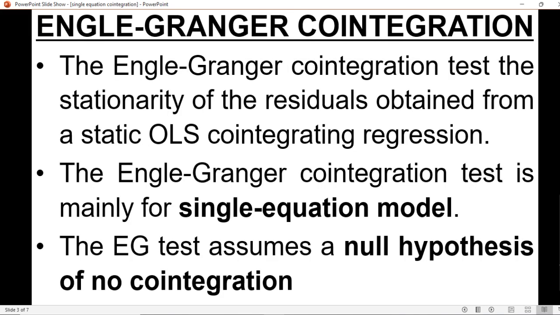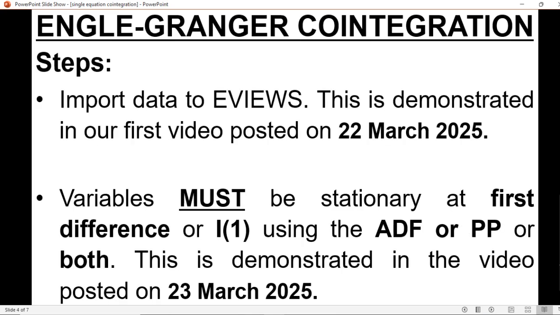Now the Engle-Granger cointegration test tests the stationarity of the residuals obtained from a static OLS cointegrating regression. The second one is that the Engle-Granger cointegration test is mainly for a single equation model, unlike that of Johansen cointegration, which is for multiple equation models. The third one is that the Engle-Granger test assumes a null hypothesis of no cointegration.